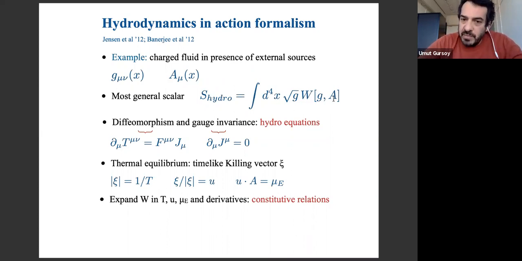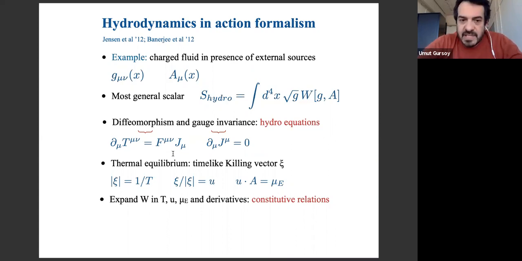And you obtain the hydrodynamic equations just from diffeomorphism and gauge invariance. Gauge invariance is going to give you this current conservation equation, and the diffeomorphism invariance is going to give you the conservation, or non-conservation, of the energy momentum tensor in the presence of some work done in the system.